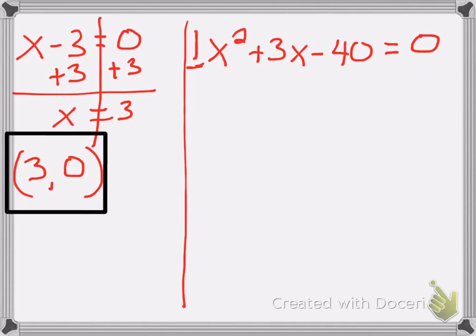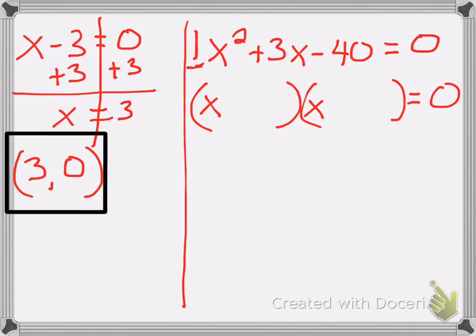If that's the case, let's go ahead and write 2 sets of parentheses. This is where we're going to get our other 2 answers. I'm going to put an x here and an x here because that's 1 in front of x squared.